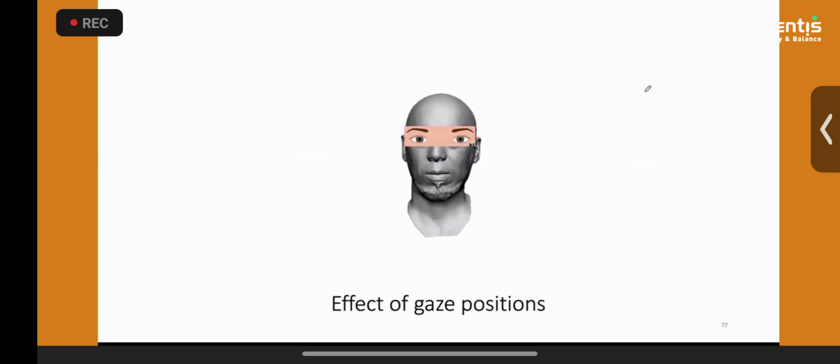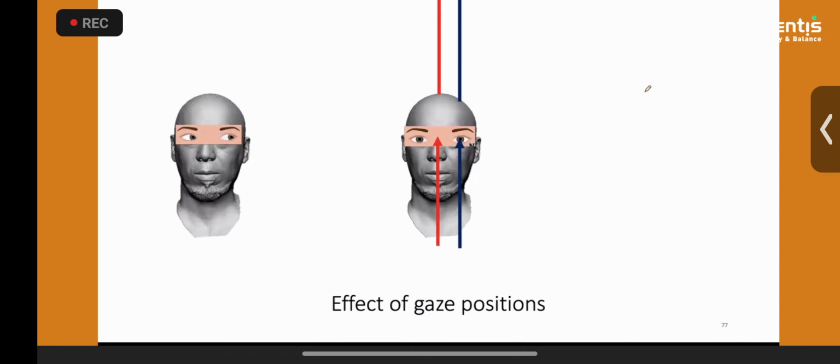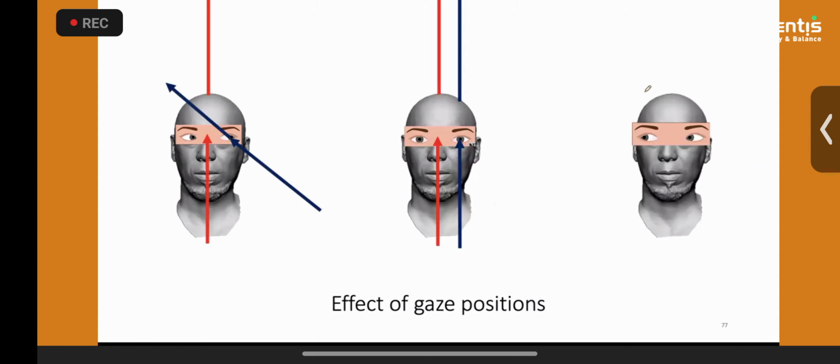Let us look at the effect of gaze positions. Now, if the patient is looking straight ahead, this is a center gaze or straight ahead gaze. The patient can look towards the right, or the patient can look towards the left. So there are two gaze positions horizontally, either to the right or to the left.